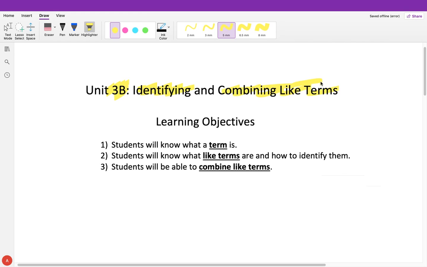So our learning objectives for this video: if you're going to be able to identify or combine like terms, you need to know what just a term is. So students will know what a term is, and then we're going to know what like terms are and how to identify them, and then we're going to be able to combine like terms. So this whole video is going to be talking about terms first, then identifying like terms, and then combining them. All right, so let's go ahead and talk about what terms are.